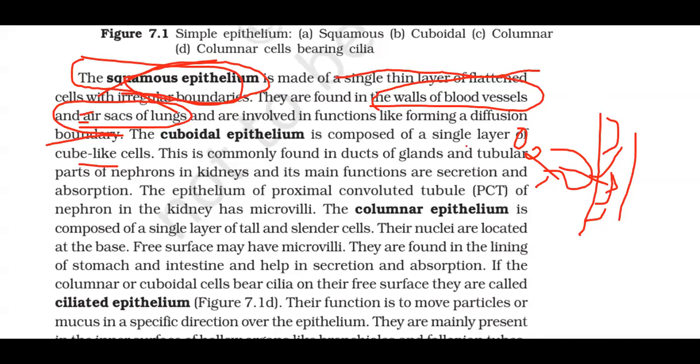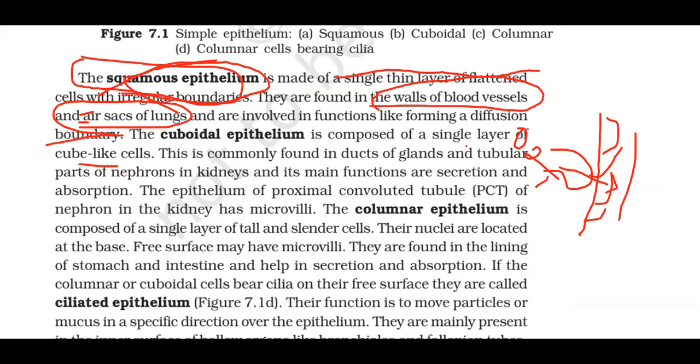If you look at cuboidal epithelium, they are found in glands and ducts, and tubular parts of nephrons of the kidney. Similarly, columnar will be present in a different area. So every body region, especially the ducts and tubules, has epithelium cells. And which epithelium is where is specific. What you are asking is 100% correct. They are specifically present in particular regions only.